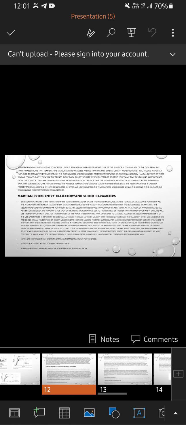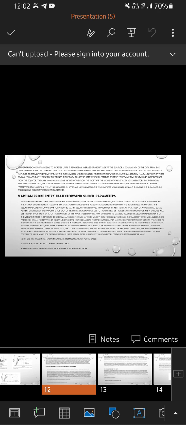Martian probe entry trajectory and shock parameters. By reconstructing the entry trajectory of the Mars probes, when we use the present model, we are able to develop an accurate picture of all the atmospheric phenomena faced by them. We have constructed the velocity measurement for each of the listed probes. We note that the velocity was constant down to an altitude of 60 kilometers. The velocity then dropped sharply over the next 50 kilometers, to an altitude of approximately 10 kilometers.